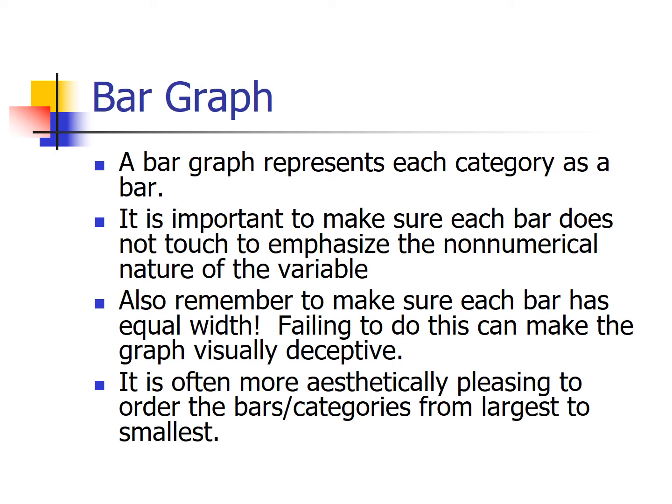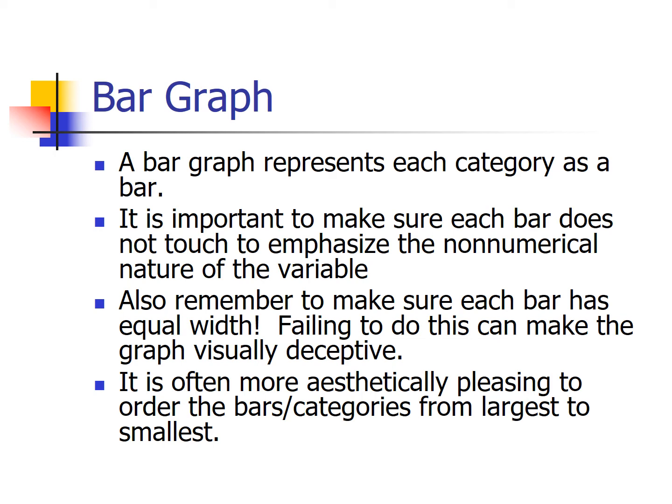However, it's been shown that the human eye does not compare heights. The human eye compares area. Now, if every bar has an equal width, then comparing height and comparing area are essentially the same comparisons. But if you make different bars have different widths, you're going to make a deceptive, somewhat distorted graph.